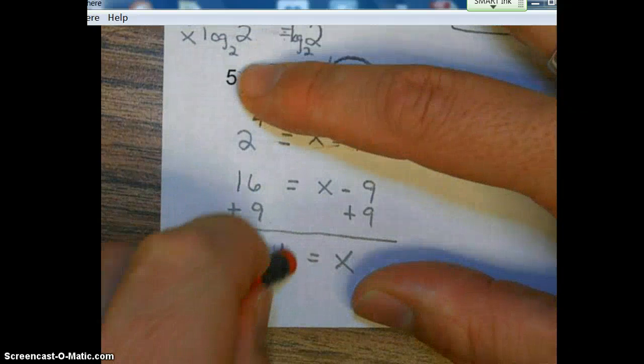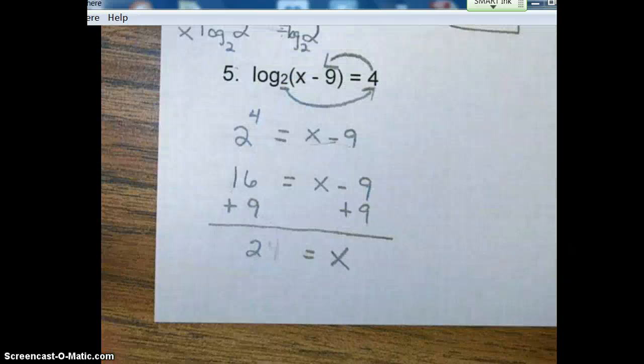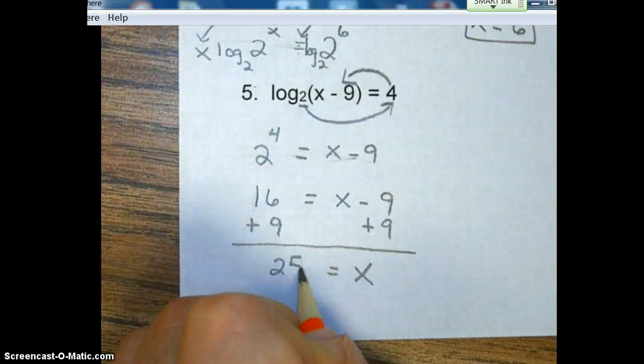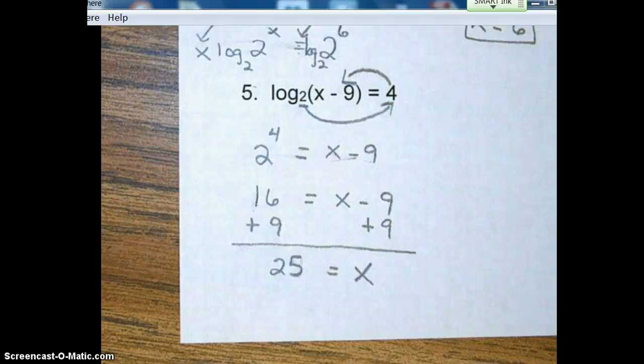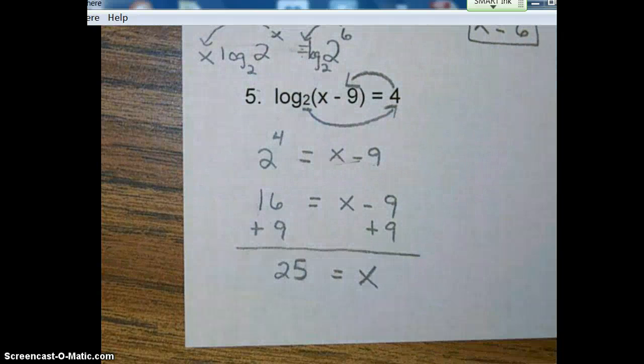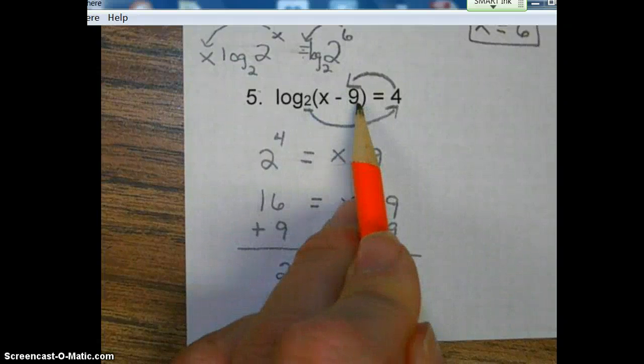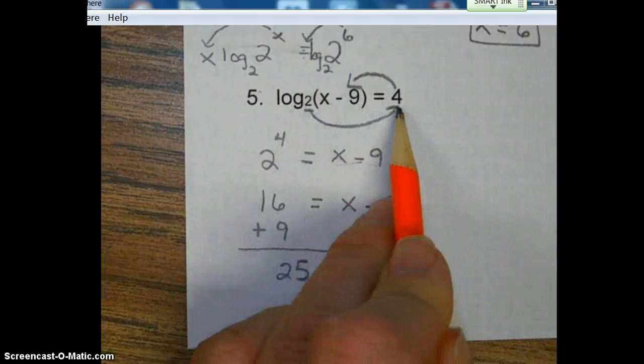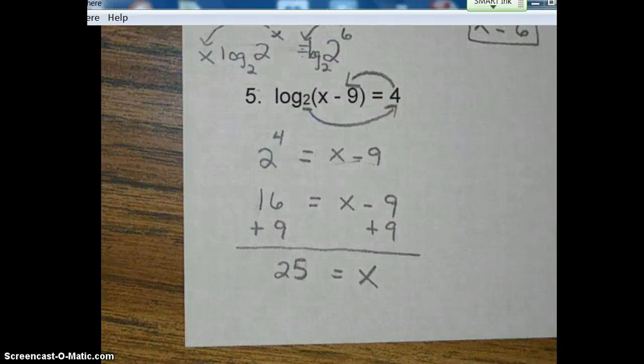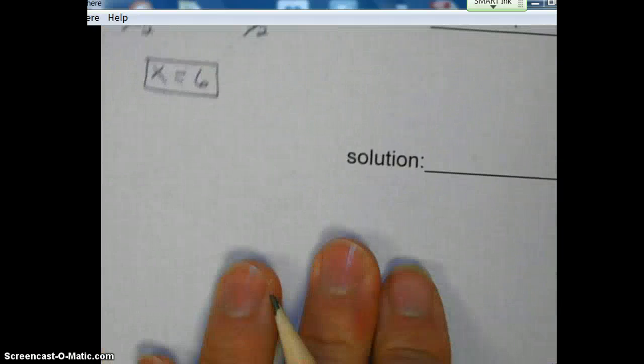Whoops! Early morning mistake. Sorry about that. 25. Okay. So let's see. If I plug 25 back in, 25 minus 9 is 16. 2 to the 4th power is 16. So, excellent job.